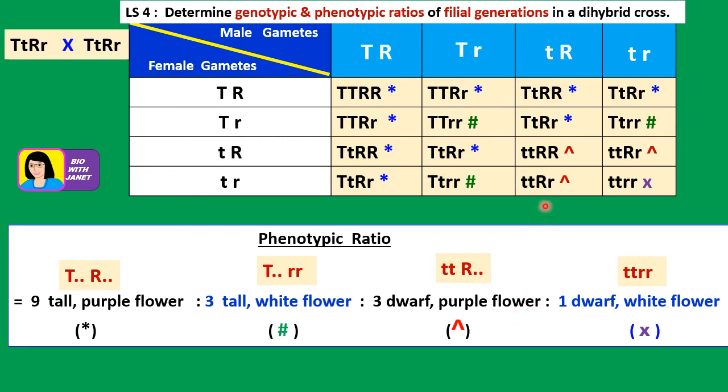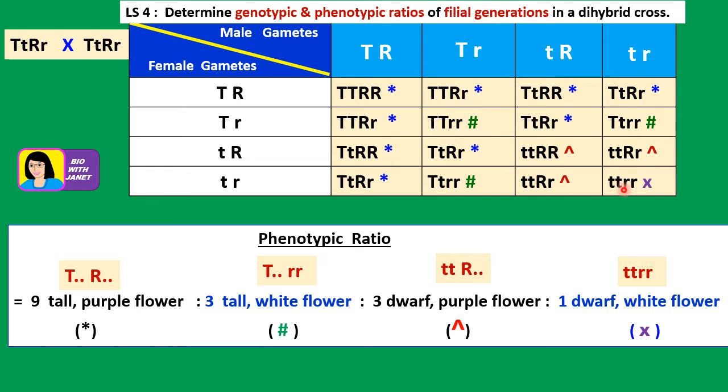Next are the plants which are dwarf with purple flowers. So if you search from this Punnett Square, you'll see there are 3 of them. For the trait of dwarf stem, the plant must be homozygous recessive for that trait. So having 2 recessive alleles, small t, and at least one big R, so that it will be able to express the purple flower trait. Okay, so there are 3.